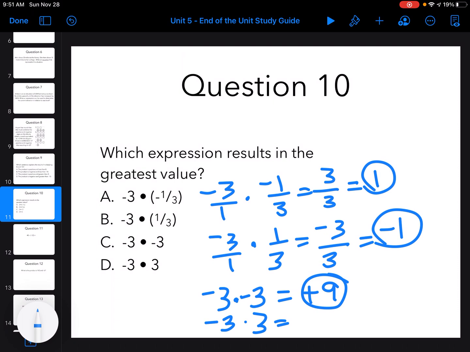Negative 3 times 3 is 9. And a negative times a positive is a negative. So which one has the greatest value? Well, that would be C.